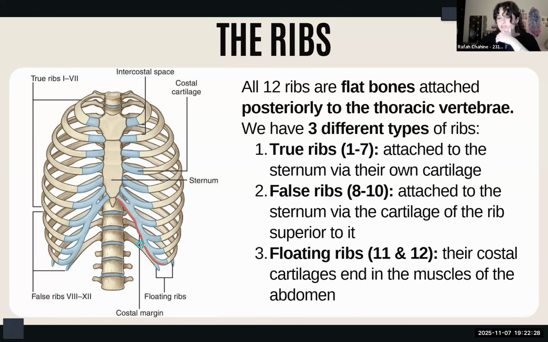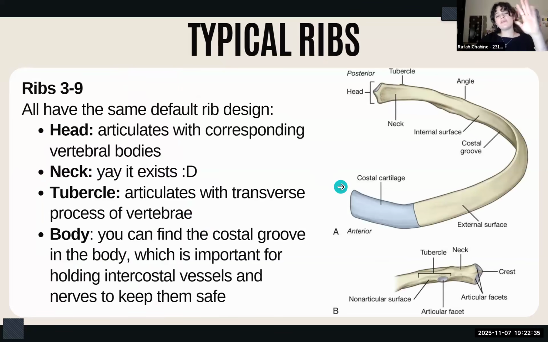Okay, now we're gonna move on to the second classification of ribs, and then after that, I'm gonna check up on you guys again and see if you still get it. Now we have typical and atypical ribs. Okay, you're gonna notice there's gonna be a trend. Everything in the thorax is typical and atypical at the same time. Typical ribs follow a very, very default design.